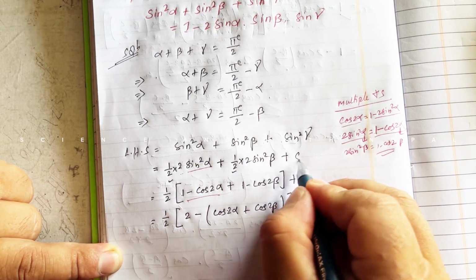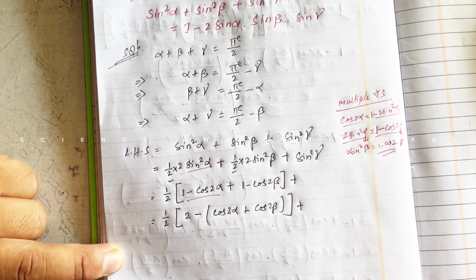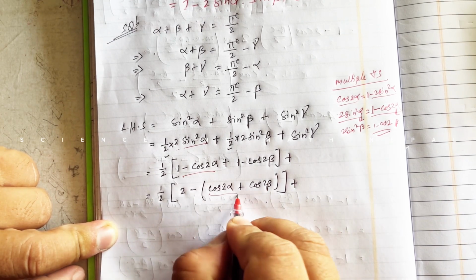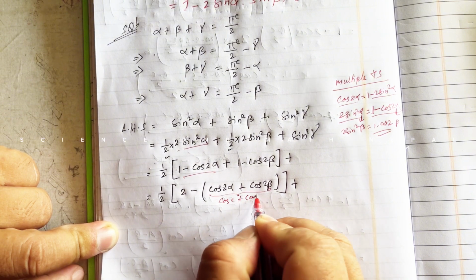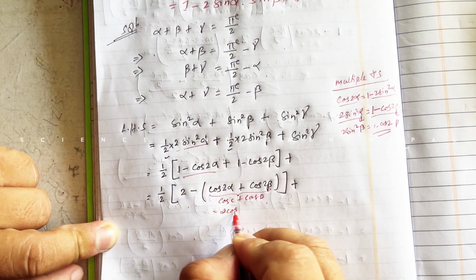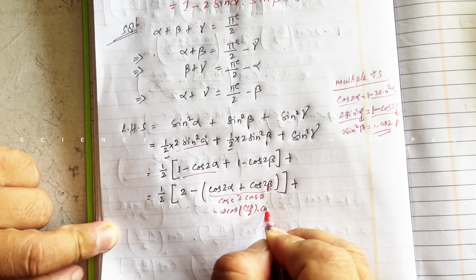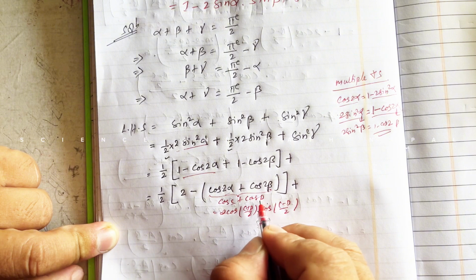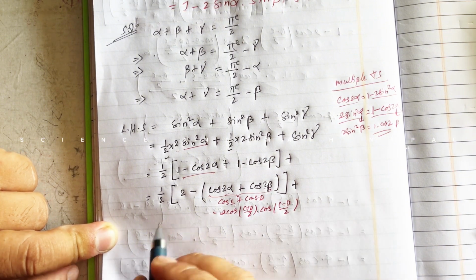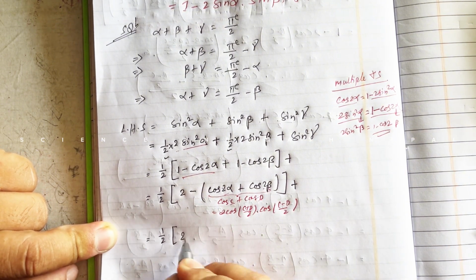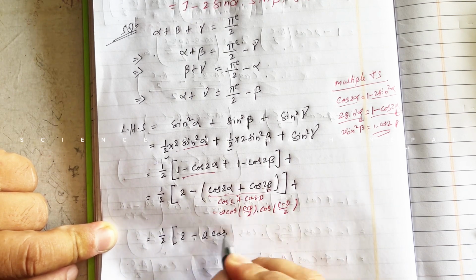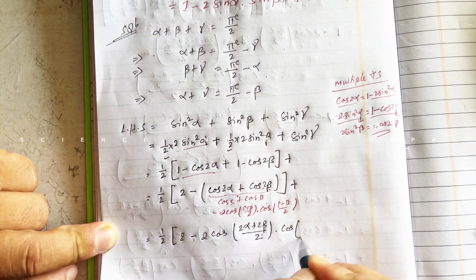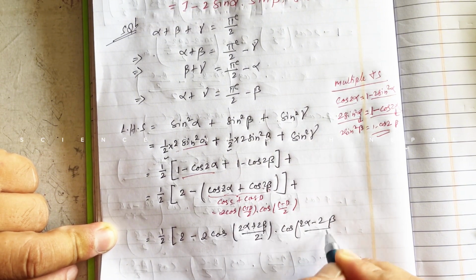Sin square gamma, let's write same as it is, or let's leave it for now. Now cos 2 alpha plus cos 2 beta is in the form of cos C plus cos D, which is equal to 2 cos C plus D by 2 into cos C minus D by 2. In place of C we have 2 alpha, in place of D we have 2 beta. So by applying the formula, what do we get? This same as it is. Here we get 2 cos 2 alpha plus 2 beta divided by 2 into cos 2 alpha minus 2 beta divided by 2.